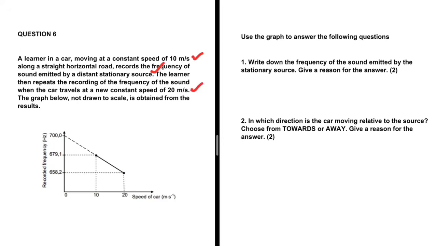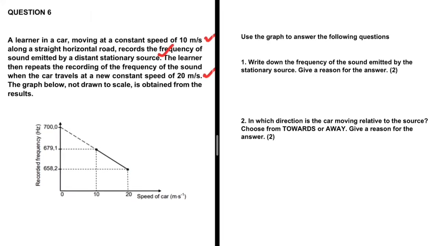So let's go ahead and analyze this graph. On the x-axis, we have the speed of the car in meters per second. And then on the y-axis, we have the recorded frequency or the frequency experienced. That will be FL, the frequency observed by the listener. So let's analyze this graph. When the speed of the car is 0 meters per second, the frequency recorded is 700 hertz.